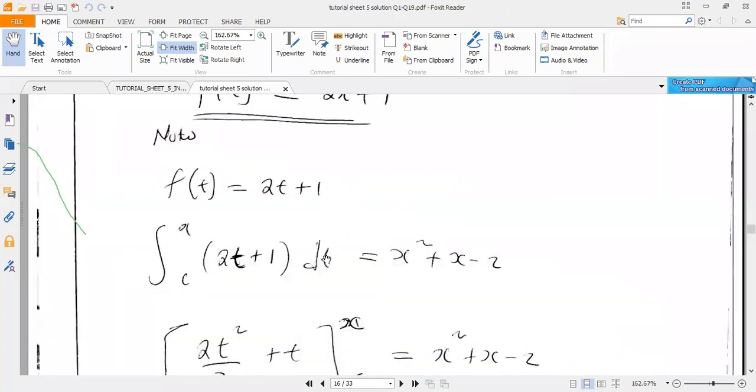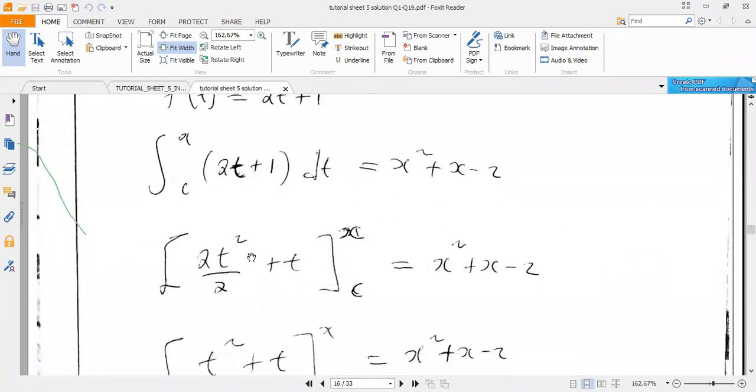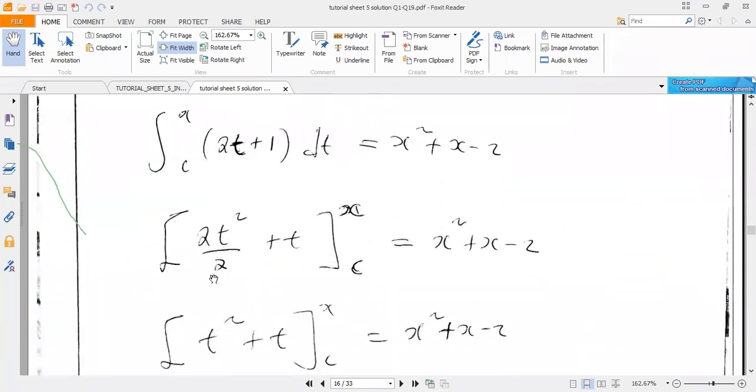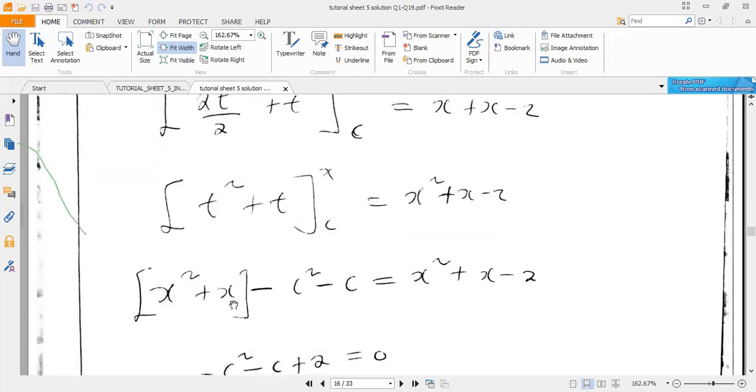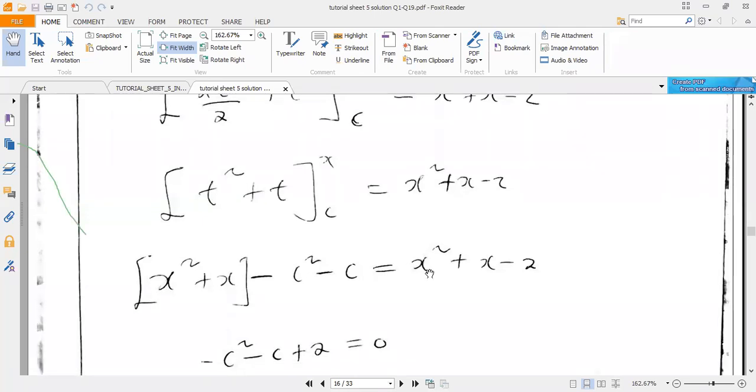So now when you equate these two, what you do is that you first integrate the left-hand side, right? So when you integrate 2t, you're going to have 2t squared over 2 plus the integral of 1, which is just t. Then you say from c all the way to x, right? Then you plug in x in this function, you're going to have x squared plus x. Then you also minus, you plug in c, you're going to have c squared plus c, equal to the same thing on the right.